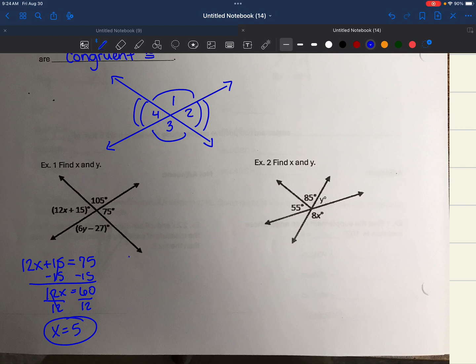Would I set up y the exact same way? Yes, because those two are equal. So same thing, 6y minus 27 has to be equal to 105. Then we just solve. So we get 6y is equal to 132, which means our value for y is 22.